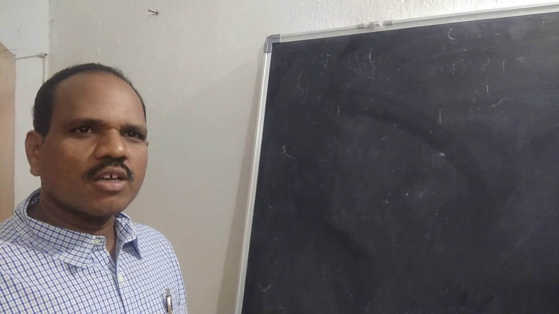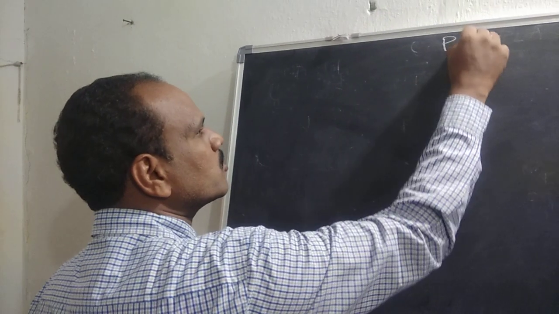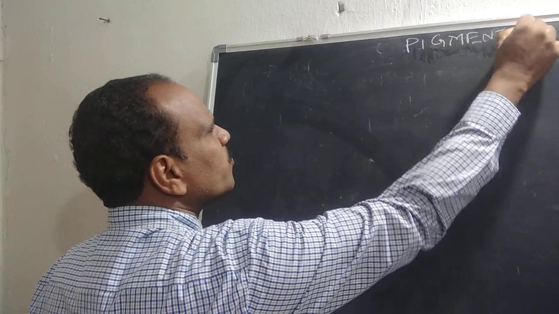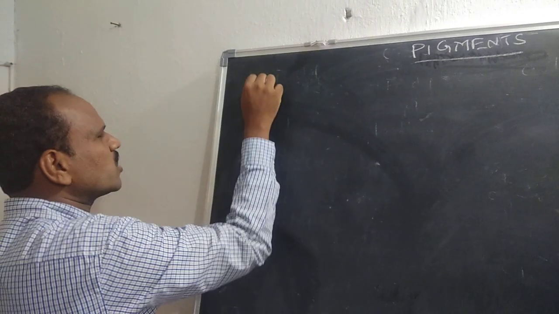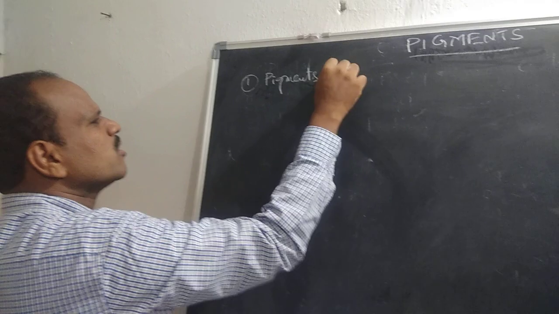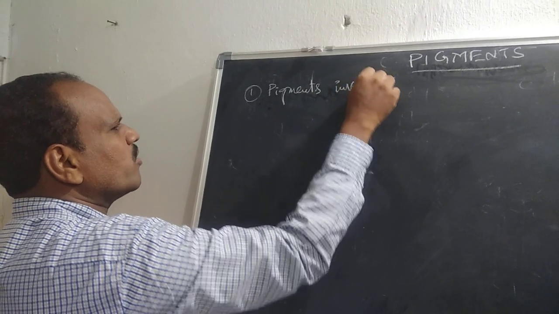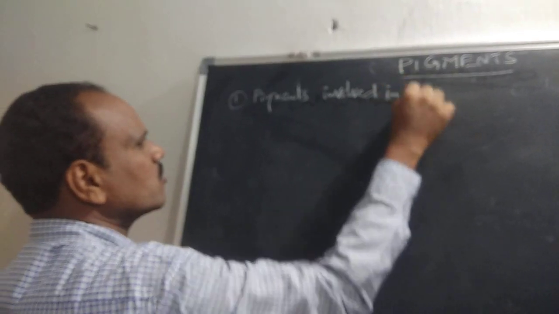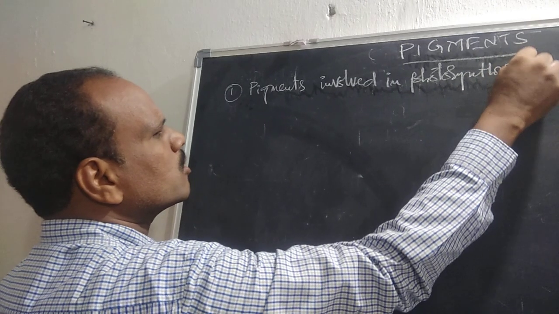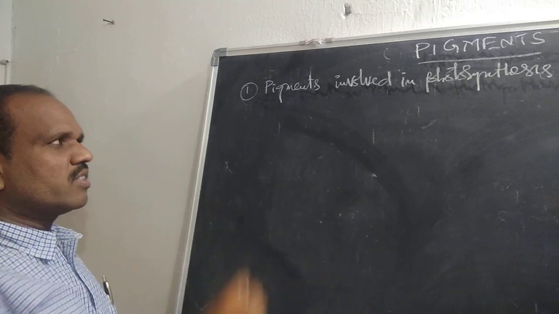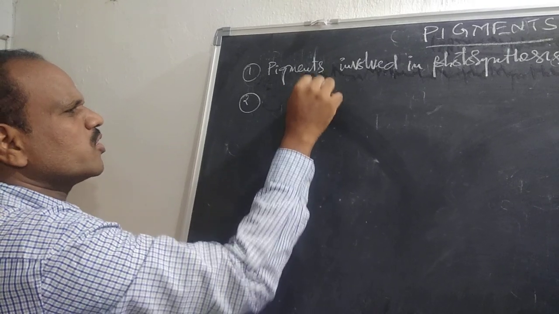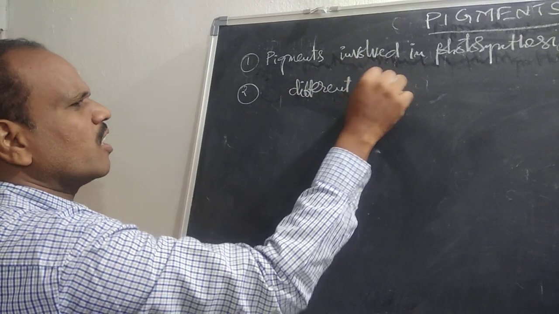Now we have to discuss the pigments. What are the pigments involved in photosynthesis? Pigments means these are responsible for different colors.